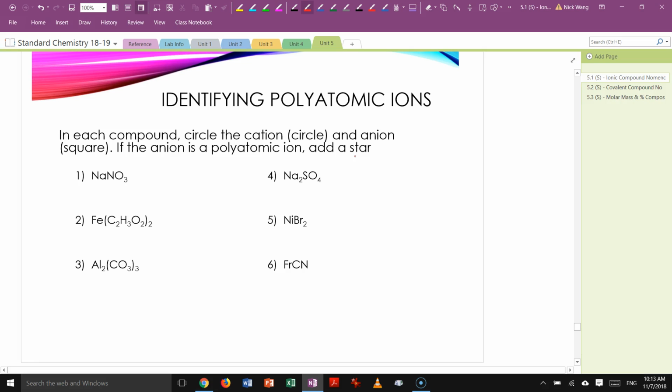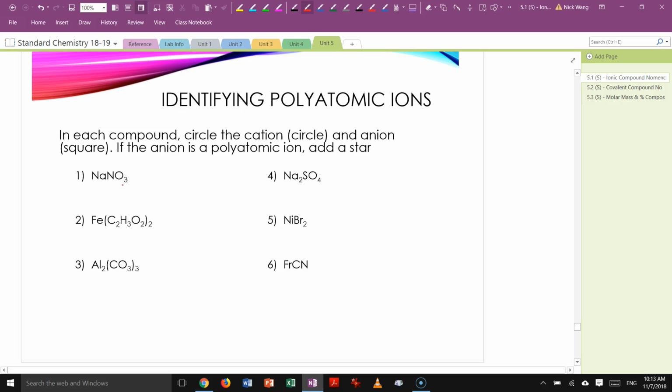So let's try a couple of these out. First of all, number 1, NaNO3. Well, this is, again, kind of new to us because we have only seen binary ionic compounds where you have 2 elements. This one has 3 different elements. You have the Na, you have the N, and then the O. So let's try this out.